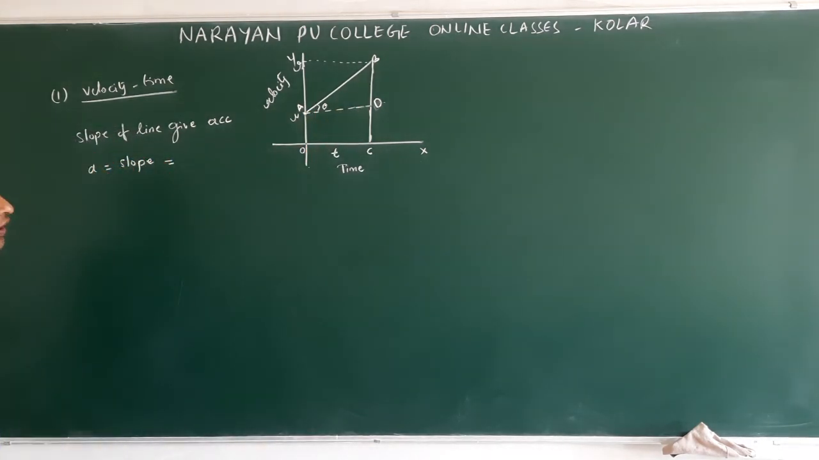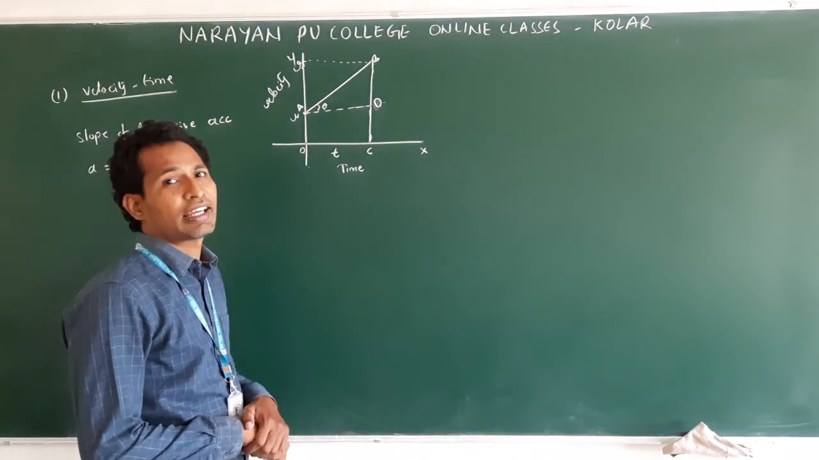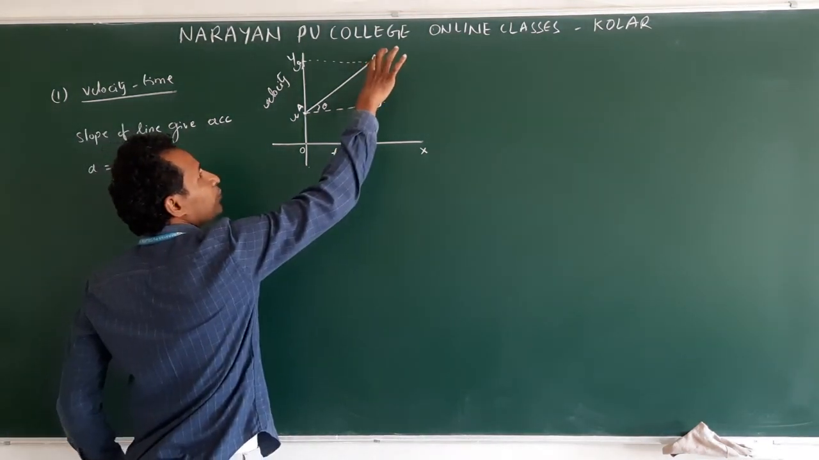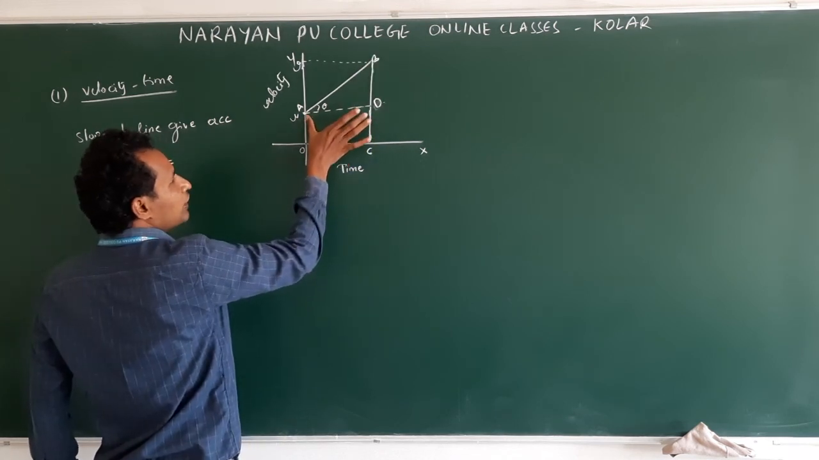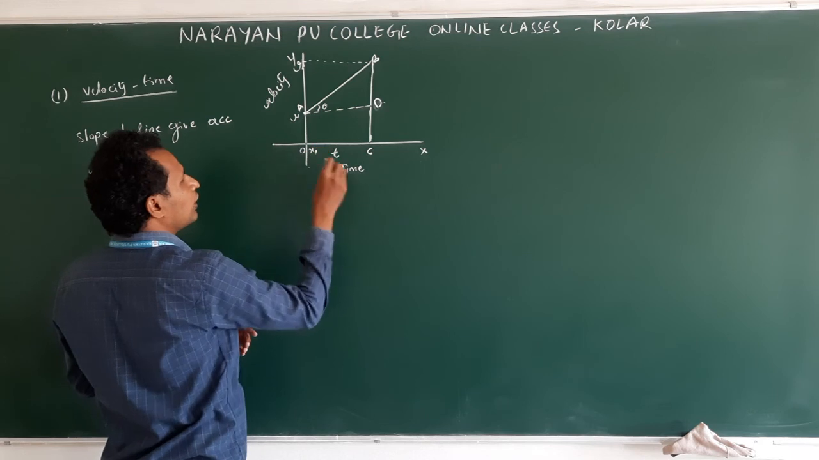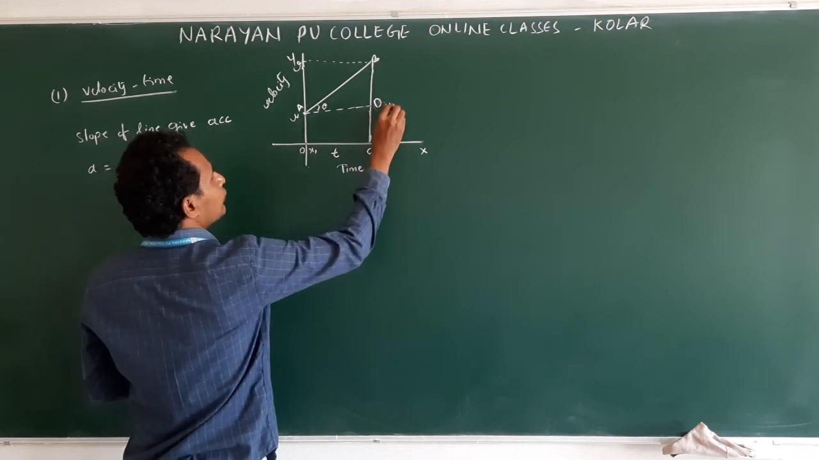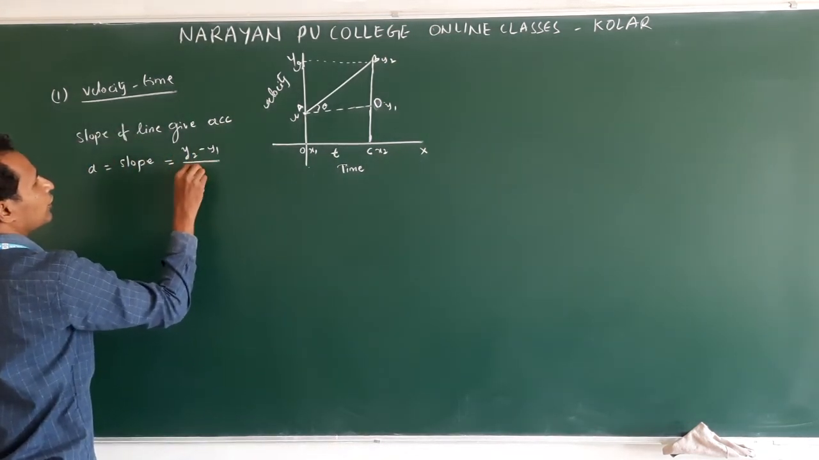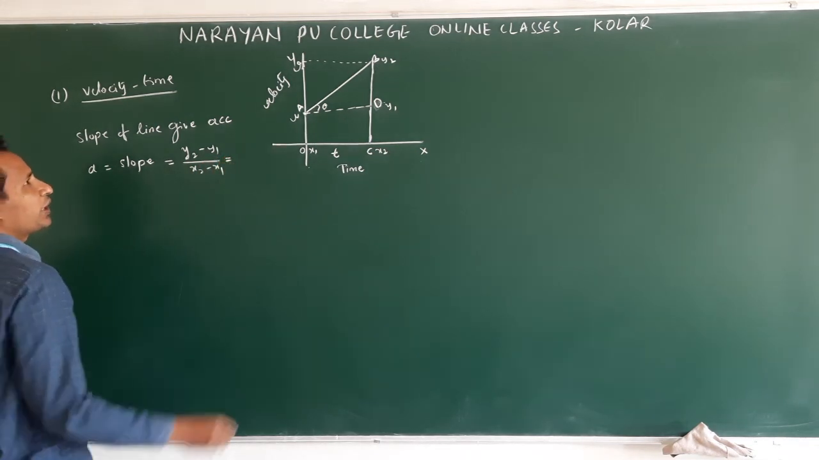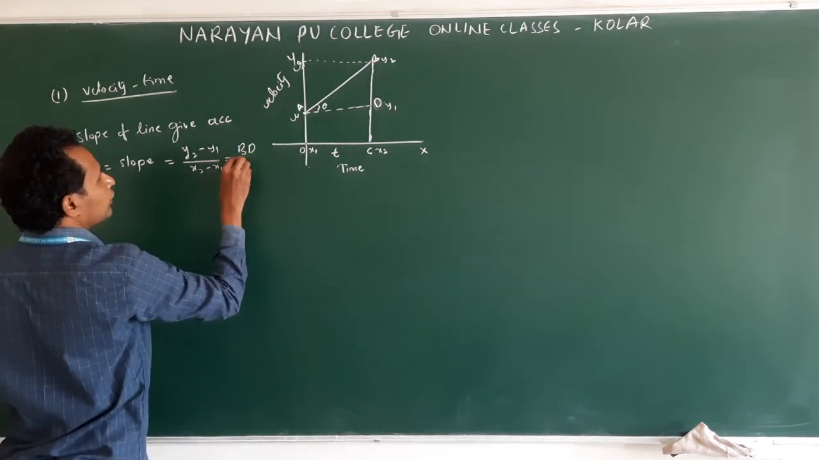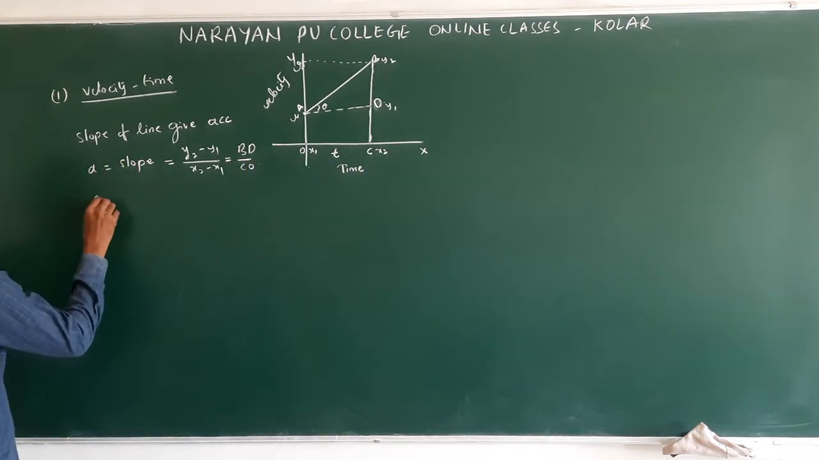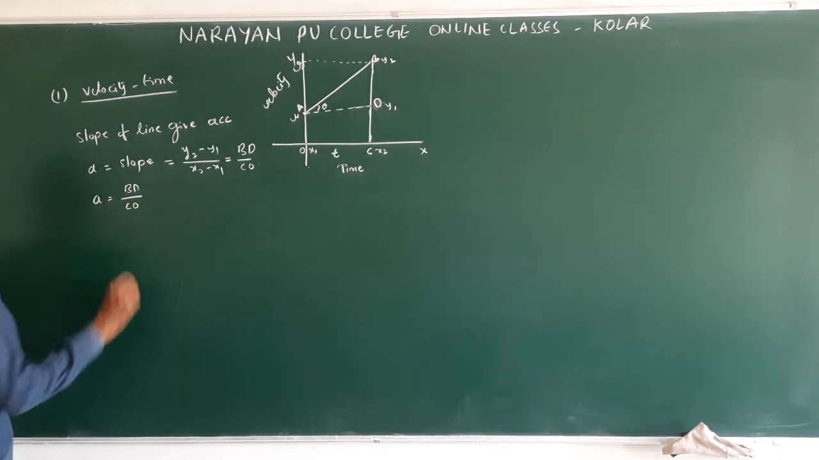You might have seen y2 minus y1 by x2 minus x1 in actual mathematics. So y2 minus y1 means we get BD, and x2 minus x1 means we get OC. This is x1, this is x2, this is y1 and y2. This is nothing but y2 minus y1 by x2 minus x1. y2 minus y1 is BD, by x2 minus x1, which is CO. So A is equal to BD by CO.